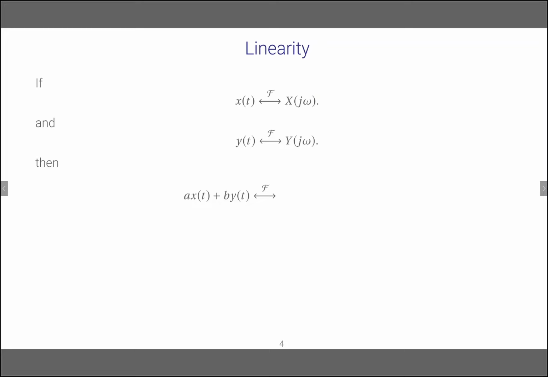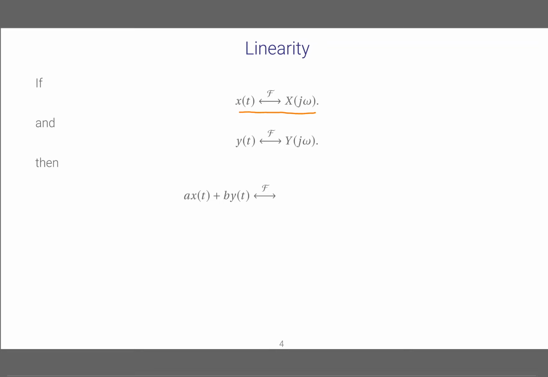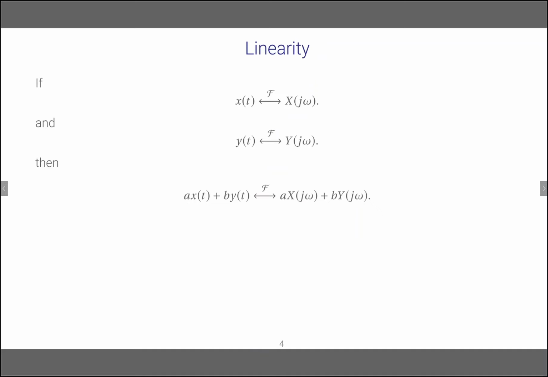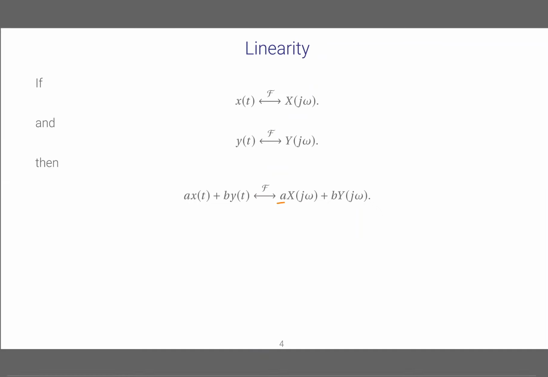First relationship is linearity. If x(t) has the Fourier transform X(j omega) and y(t) has the Fourier transform Y(j omega), then a x(t) plus b y(t), a linear combination of the two signals, has the Fourier transform a X(j omega) plus b Y(j omega). So it is the same linear combination of Fourier transforms.